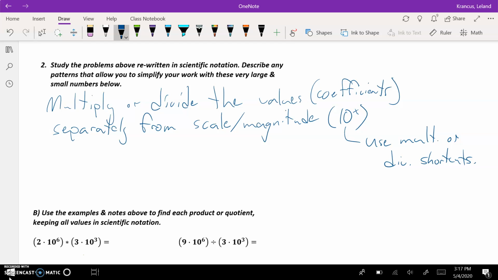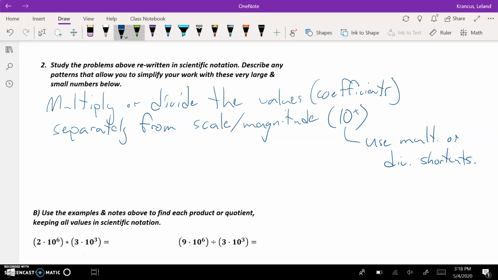Multiplying or dividing the actual values themselves is the same as any other numbers that you're multiplying or dividing. You can use a calculator if they're kind of messy, but sometimes remember, because those values are between 1 and 10, a lot of times you can actually do mental math with those, which is what makes this really cool.